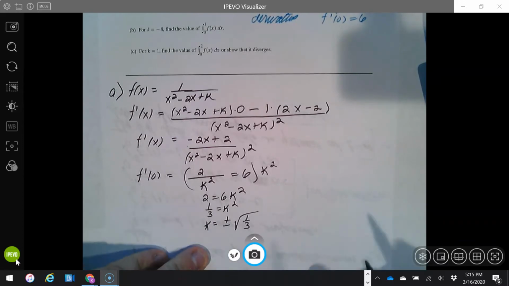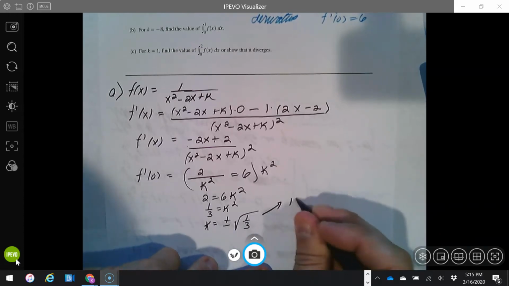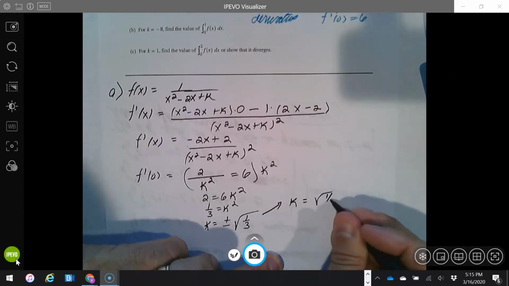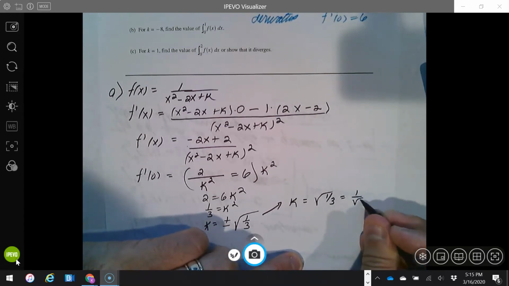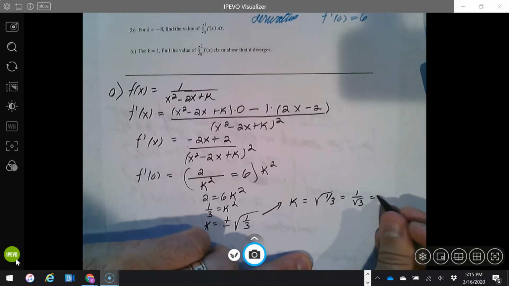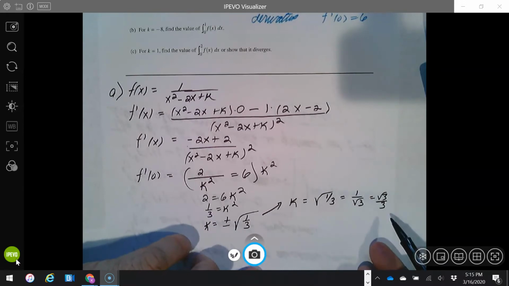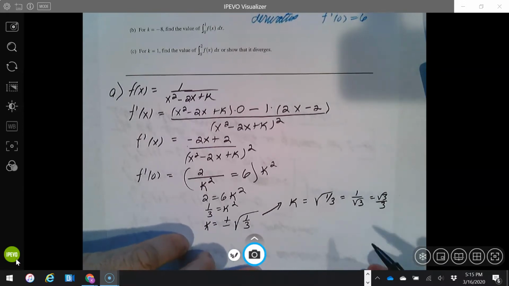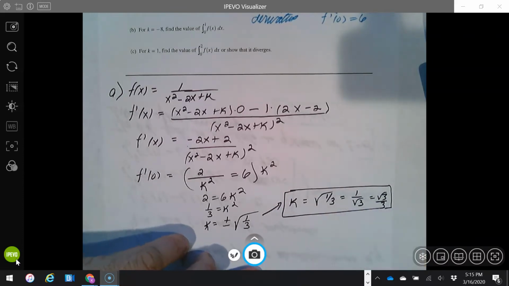root of 1/3. Now, if you write k is equal to plus or minus square root of 1/3, you've forgotten about the domain restriction. The only acceptable answer is going to be k equals the square root of 1/3. Of course, you could write that as 1 over the square root of 3, or you could rationalize the denominator, multiply top and bottom by square root of 3, and you'll get that. Any of these answers here is considered numerically equivalent, and so they all get the point.